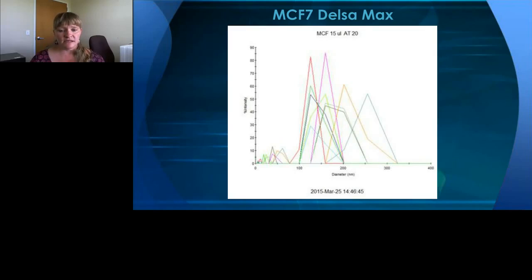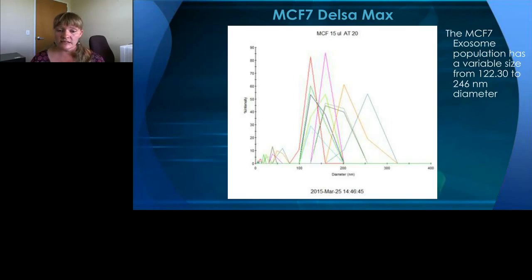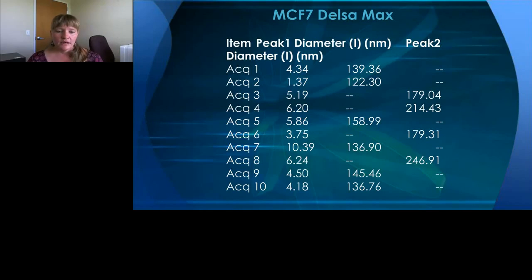I also measured the purchased exosome population, our calibration standards, MCF7, on the DelsaMax. As seen on this histogram, the MCF exosome population had variable size ranges from 122 to 246, and the smaller population is visible on the lower end. The DLS systems work well for populations with small size ranges.